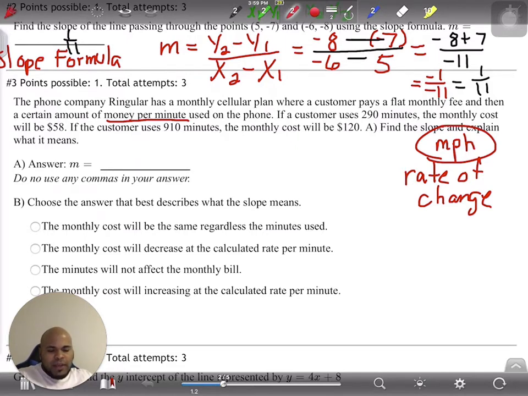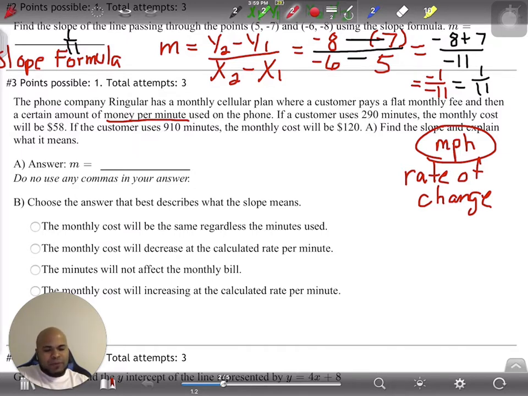So here we go. Here's a problem. You have money per minute. So my slope is going to have money on the numerator and minutes in the denominator. Money per minute. So it says if a customer uses 290 minutes, the monthly cost will be $58. Perfect. They just gave me a point, and I'm going to write that point down.